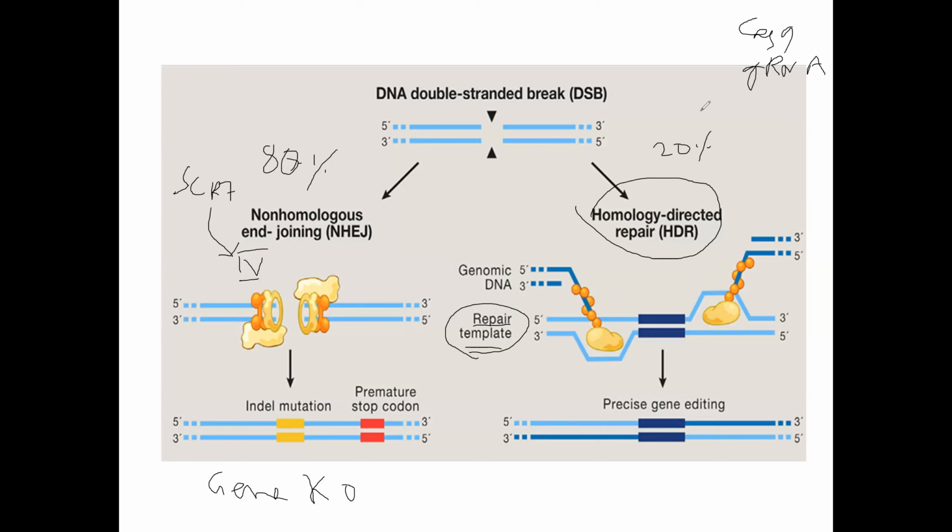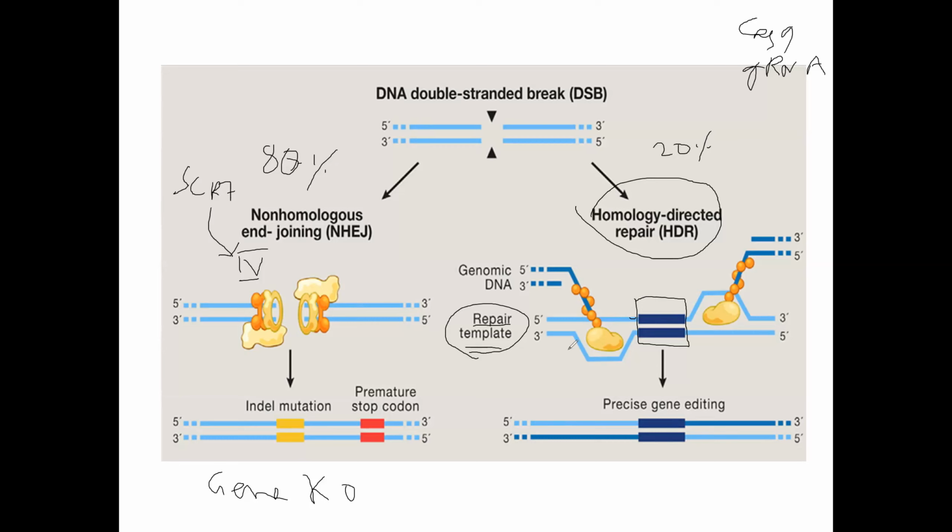The repair template, if you see, will have the region to be inserted and it will be flanked by homologous arms. Okay, can you see this one? Either side it is flanked by homologous arms. These homologous arms actually match the sequence of the region where the cut is made. Okay, so because of these homologous arms, you will end up having exchange of those fragments.